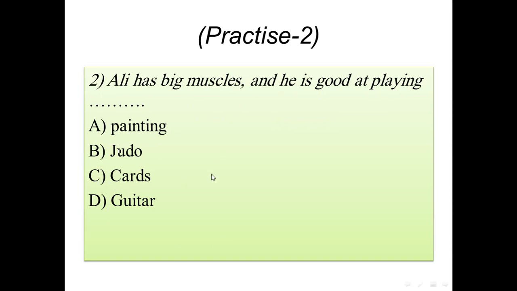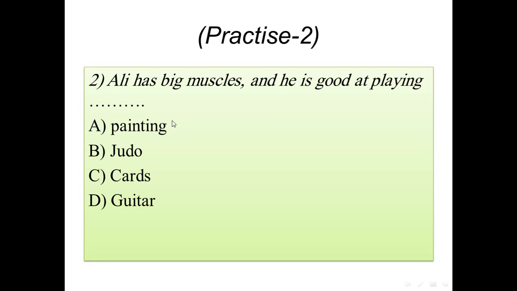Yes, let's know which vocabulary is the right one for this practice. The right vocabulary for this practice is judo. Why? Because here we know that Ali has big muscles. So for which game do you have to have big muscles? Only for judo. Yes? Yeah, and Ali may be very good at playing judo.